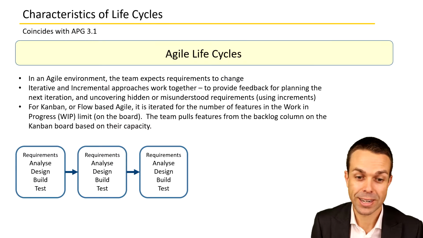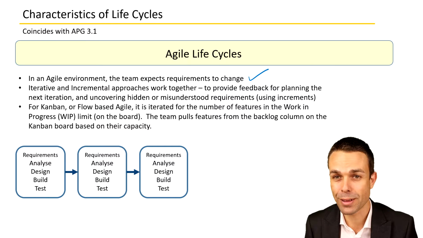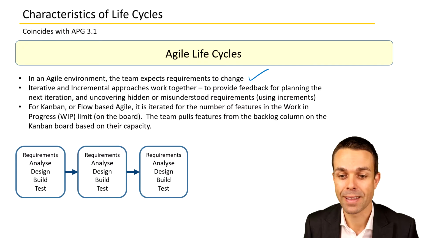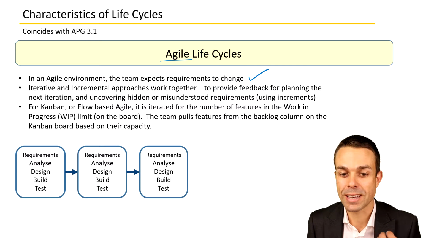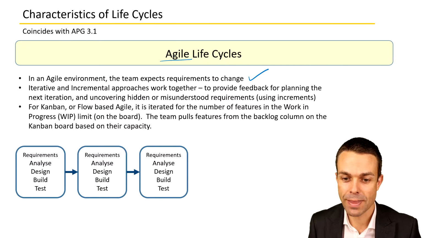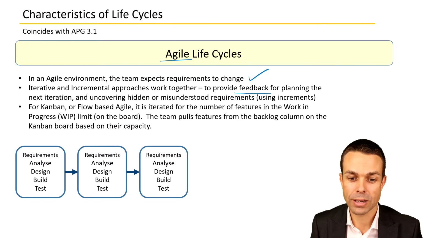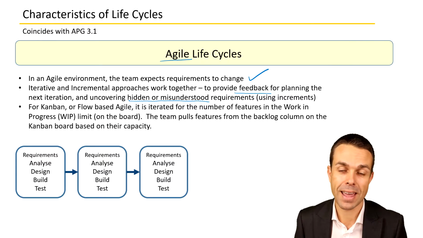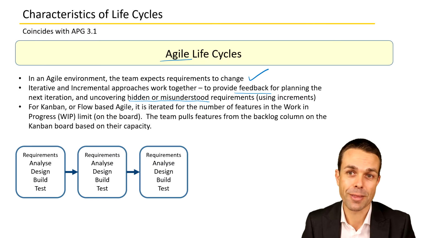With Agile life cycles, in an Agile environment, the team expects the requirements to change. So we're not actually going into it thinking that everything is stable. We know on the outset that things are going to change, and we're prepared for that, and that's why we're taking the Agile approach. Iterative and incremental approaches work together in an Agile lifecycle to provide that feedback for planning the next iteration of 2 to 4 weeks, and also uncovering hidden or misunderstood requirements. So using those increments, getting those in the hands of our customer, they can see, feel, and touch the product, and they may actually have thought of something by using it that they didn't think of before.